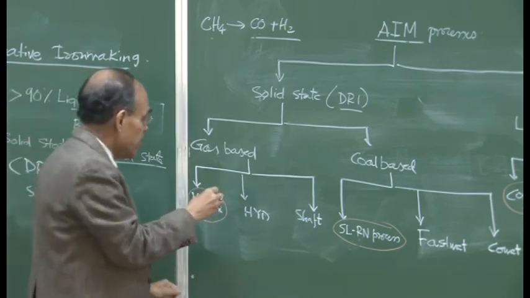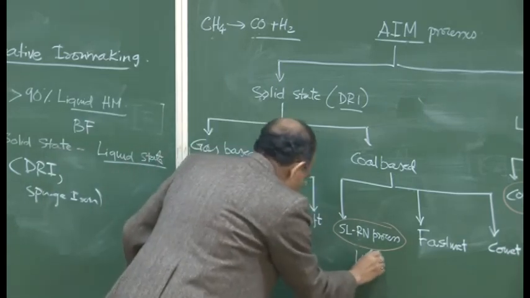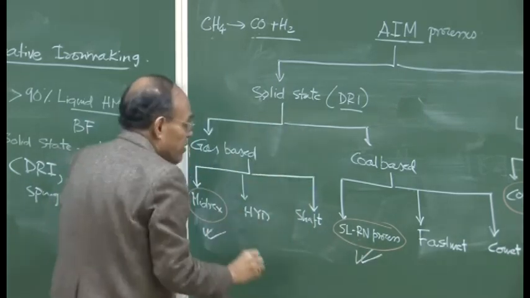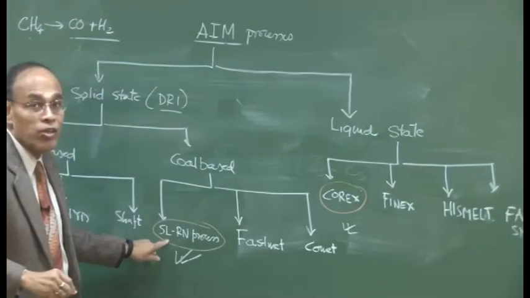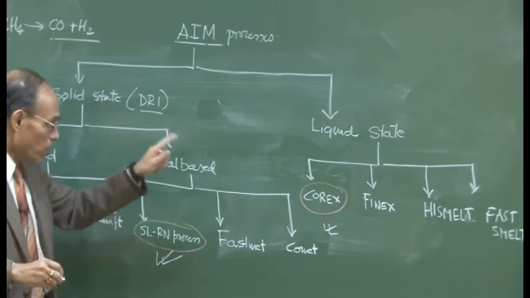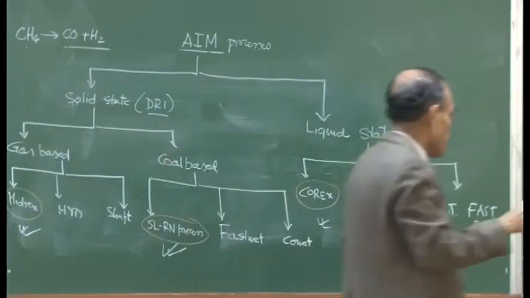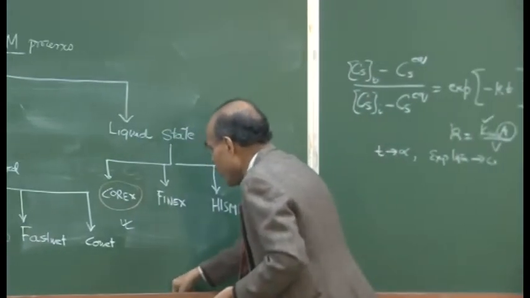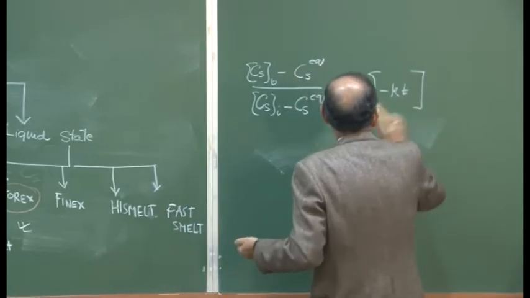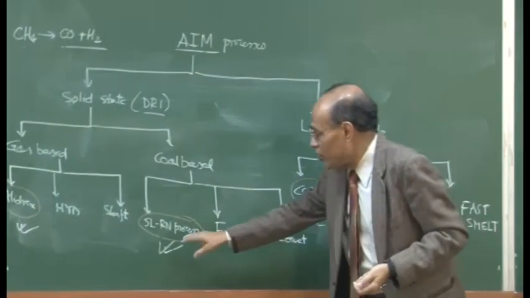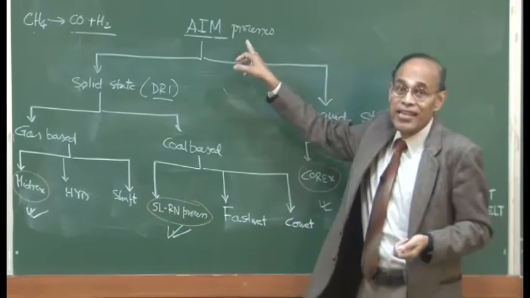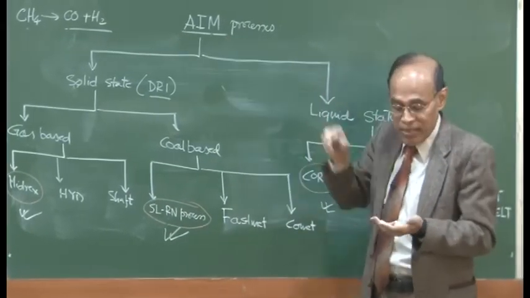As I said, I will discuss three different processes, one from each of these categories, and I will start my discussion on the SLRN process from the next class itself. Okay, so I will take one more lecture or maybe 1.5 lectures more to finish my discussion on all the three processes that I have listed under the alternative iron making processes.